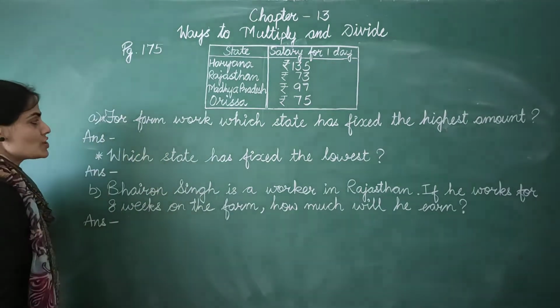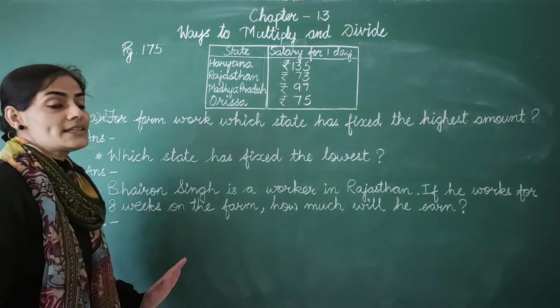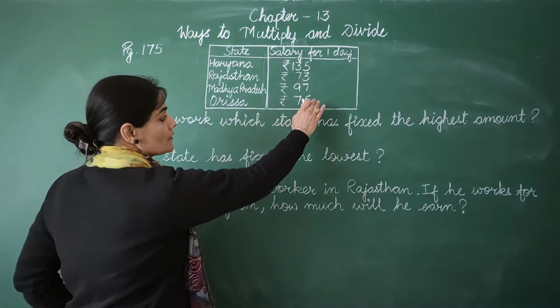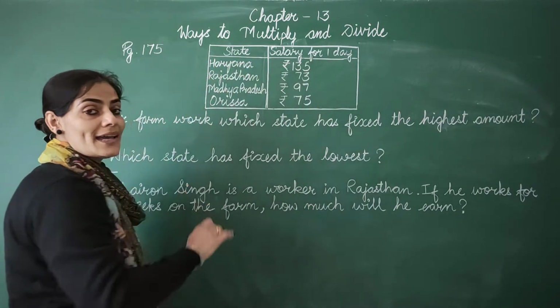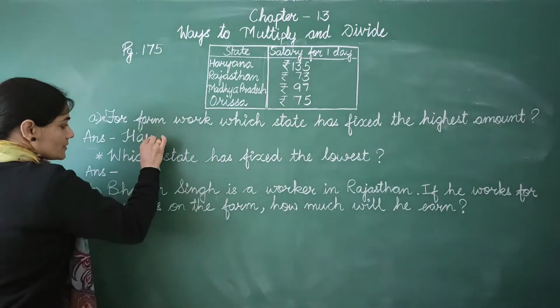The first question is, for farm work, which state has fixed the highest amount? So what do we observe? The highest amount is this one. So it is fixed by Haryana. So our answer is Haryana.